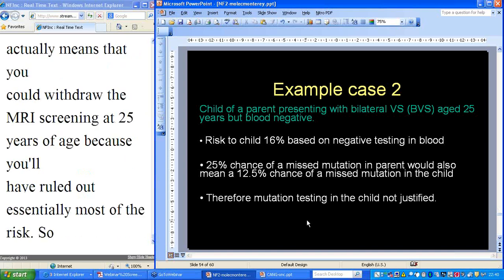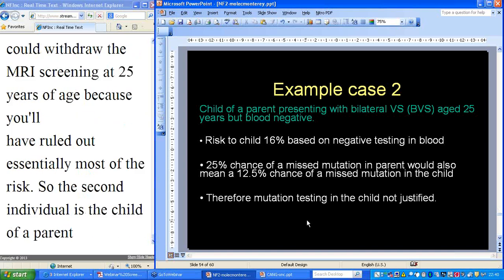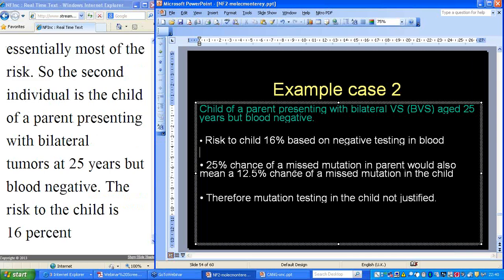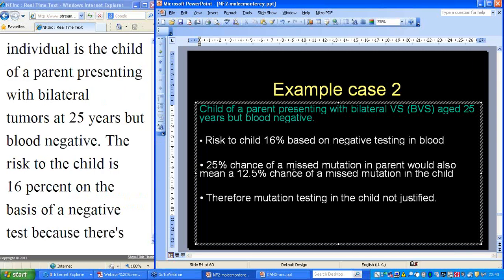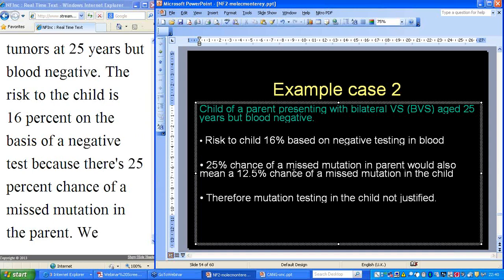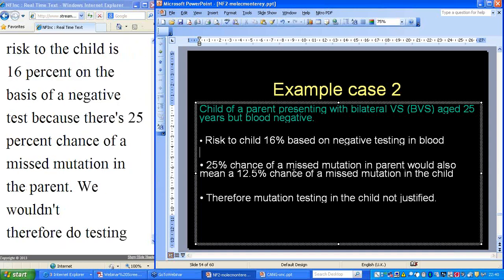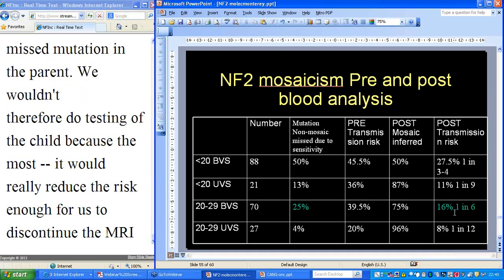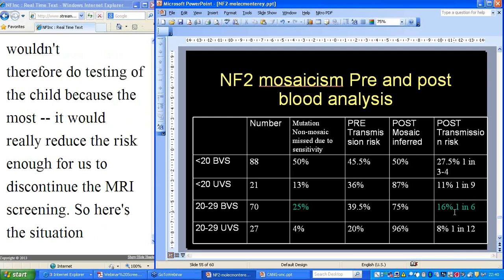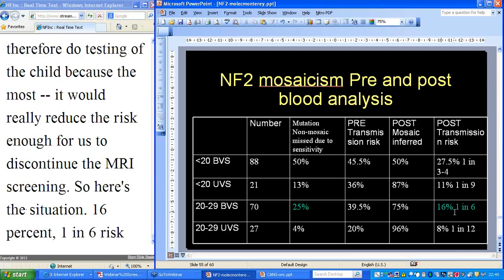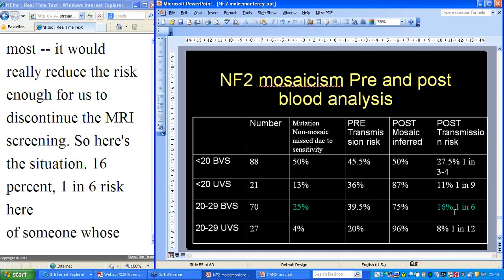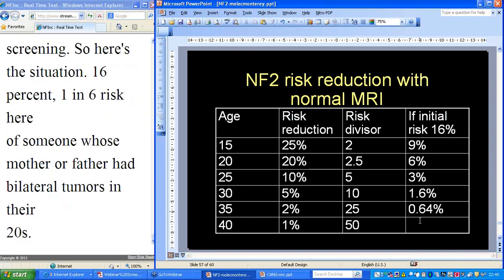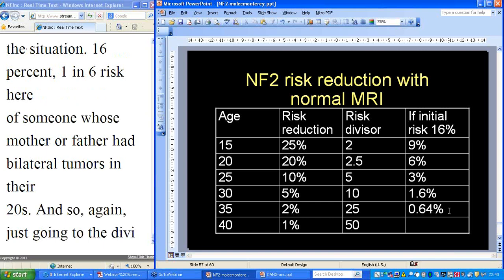So the second individual is a child of a parent presenting with bilateral tumors at 25 years but blood negative. The risk to the child is 16% on the basis of a negative test. Because there's a 25% chance of a missed mutation in the parent, we wouldn't do testing of the child, because it wouldn't really reduce the risk enough for us to discontinue the MRI screening. So here's the situation: a 16%, 1 in 6 risk for someone whose mother or father had bilateral tumors in their 20s. And so again, we would actually continue to follow that individual up on scanning until they were 35.